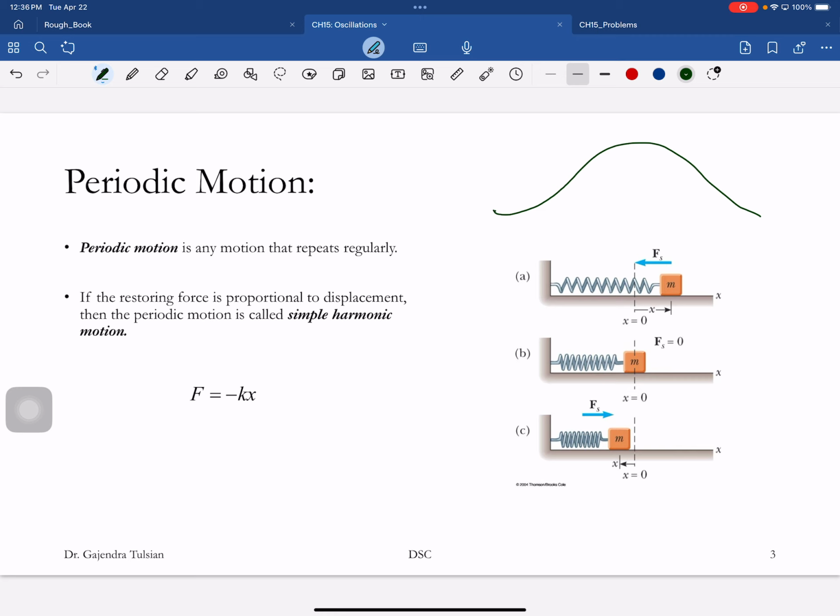Here's a counterexample. Let's say you have a hill, and I put a marble on top of the hill. That's an equilibrium. But if I disturb it from its equilibrium position, the forces that come into play will take it further away from equilibrium. And so those forces are not restoring forces. This force is a restoring force.